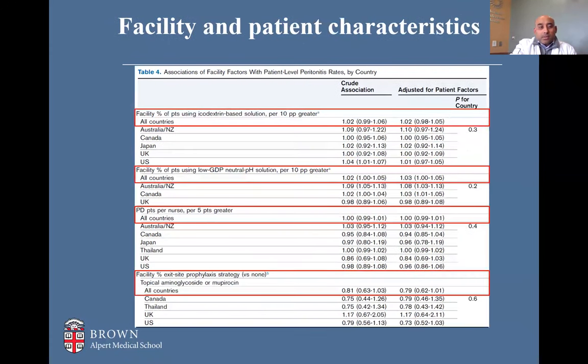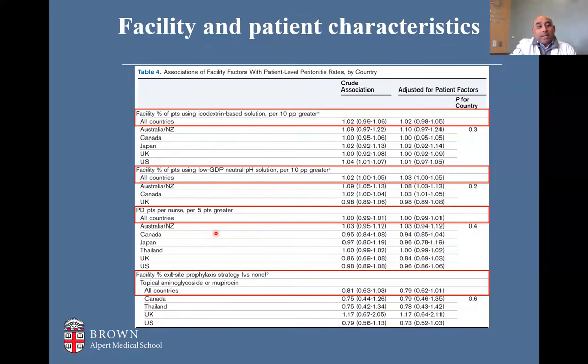Okay. So next is the percent of patients using icodextrin in the facility. Maybe out of concern about chemical peritonitis or peritonitis in general, there was no difference given the relative risk ratio for use of icodextrin. And a similar thing was noted when looking at the neutral pH and low GDP solution, where the relative risk was still, I would say, arguing for one with a pretty narrow confidence interval. So you can say that.